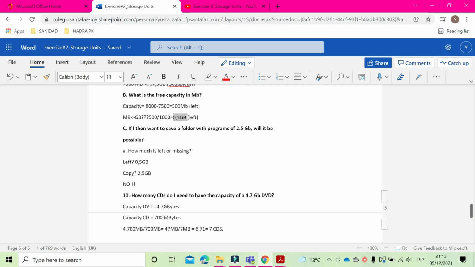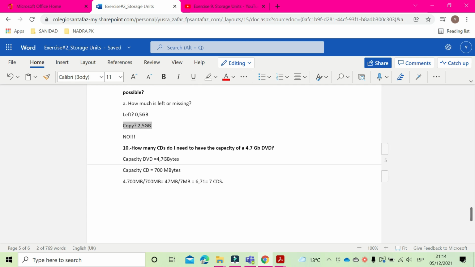Then in part C, if I want to save a folder with programs of 2.5 GB, will it be possible? How much is left or missing? They have 0.5 GB left, you can see here, and they want to copy 2.5 gigabytes, and the answer is no, they can't do it.